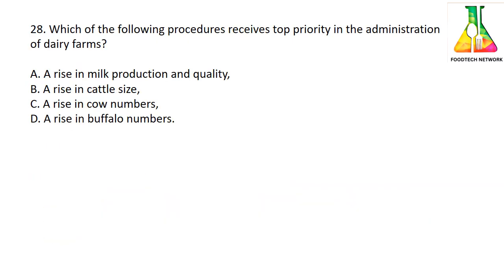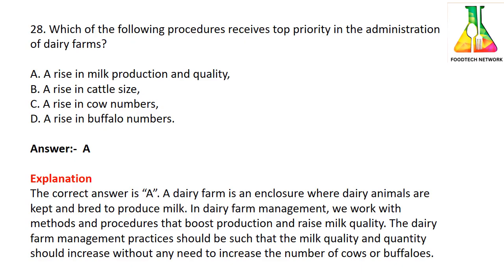28. Which of the following procedures receives top priority in the administration of a dairy farm? Option A, a rise in milk production and quality. Option B, rise in cattle size. Option C, rise in cow numbers. And option D, rise in buffalo numbers. So the answer is A, that is rise in milk production and quality.